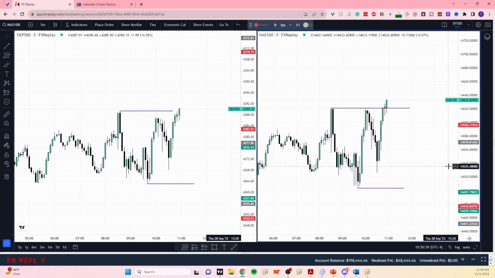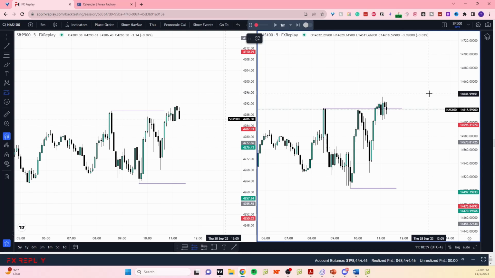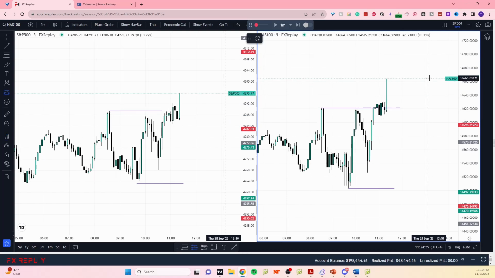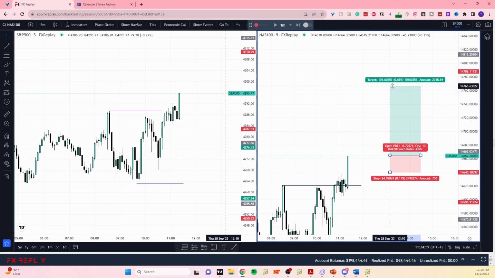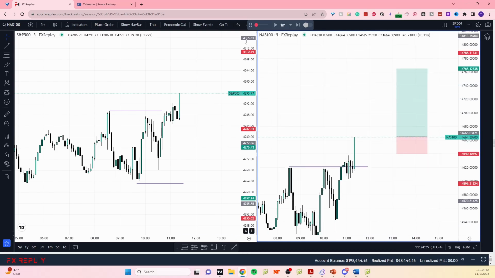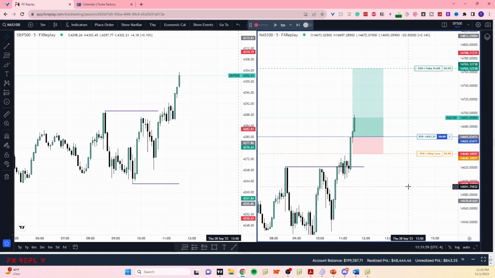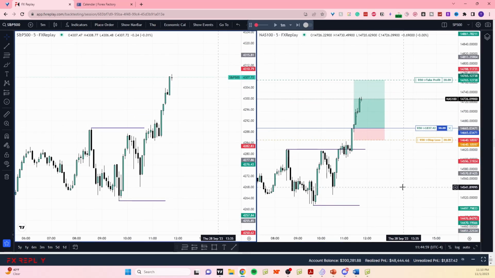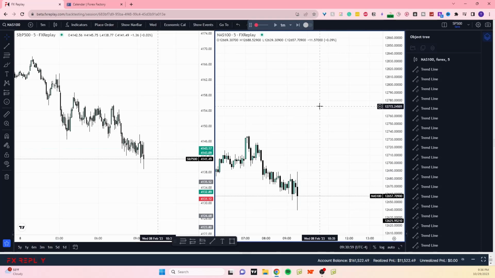Okay, so NQ does hit it at 10:50. So we're looking to long NQ. It had its retracement, and right now it's breaking above the previous 5-minute candle high. So we're going to just go buy stop at the top of that candle. And we're in. And it just runs to our target quite quickly.